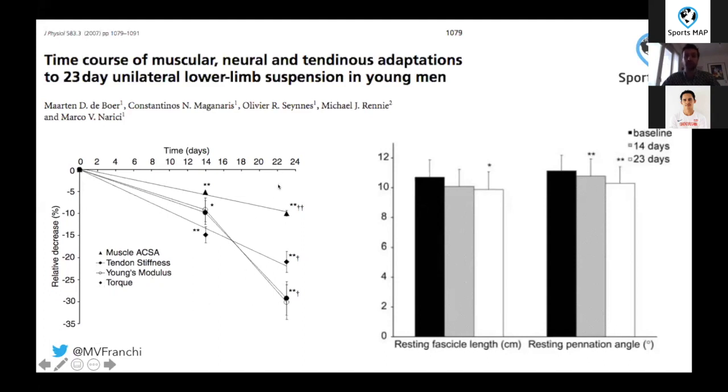and a very significant one after 23 days. You can also appreciate that resting fascicle length was found to be decreased after 23 days, and pennation angle already after 14 days. So muscles do adapt in architecture also to different unloading situations.